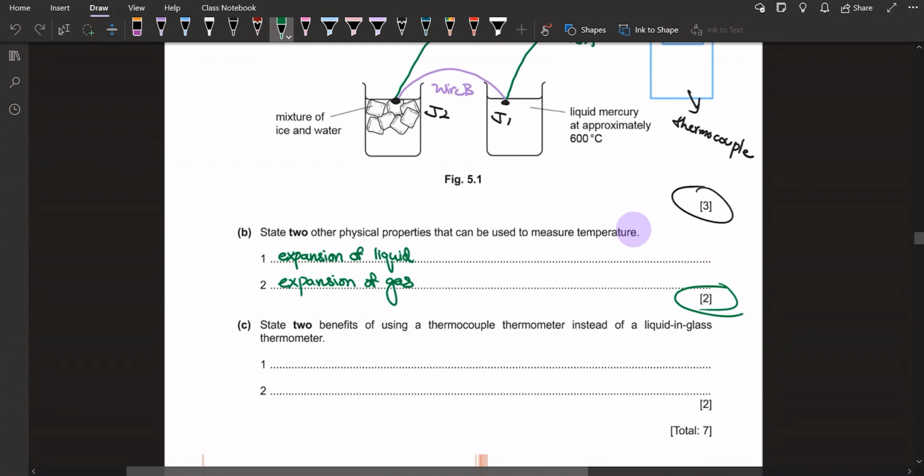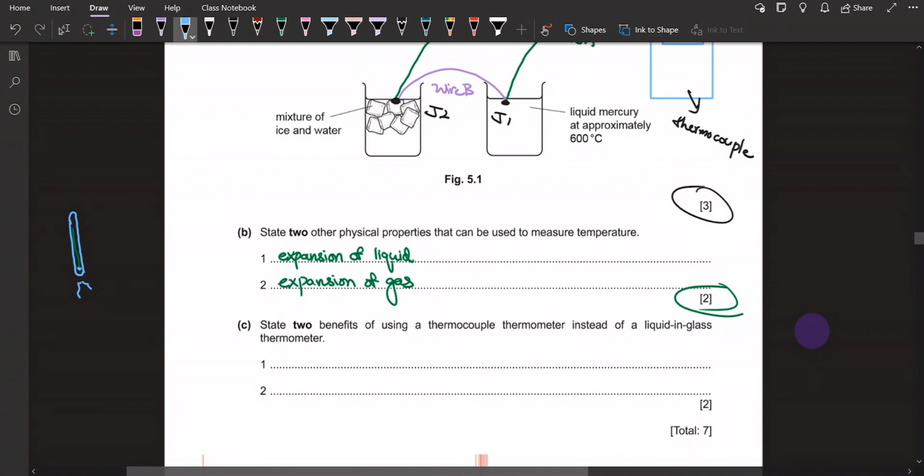Part C says state 2 benefits of using thermocouple thermometer instead of liquid in glass thermometer. So what are the benefits of using thermocouple thermometer instead of a regular thermometer? Let me draw a regular thermometer like this, and it has some kind of liquid in it, and when you heat the bottom, the liquid expands and it goes up. So this is how a normal thermometer works. So we have to compare the normal thermometer with the thermocouple thermometer.